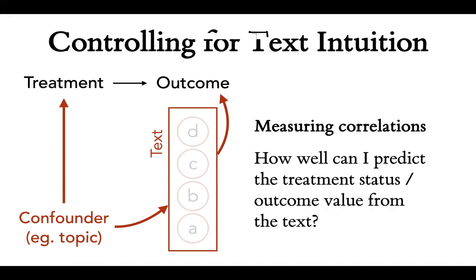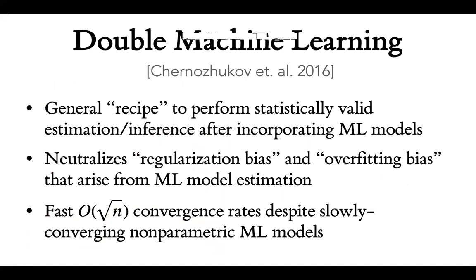And measuring correlations is not very hard. You can measure correlations by using the text to predict the treatment and using the text to predict the outcome and then measuring the prediction error. So that gives you a good measure of how correlated the treatment is with the text and the outcome is with the text. So what does double machine learning give us?